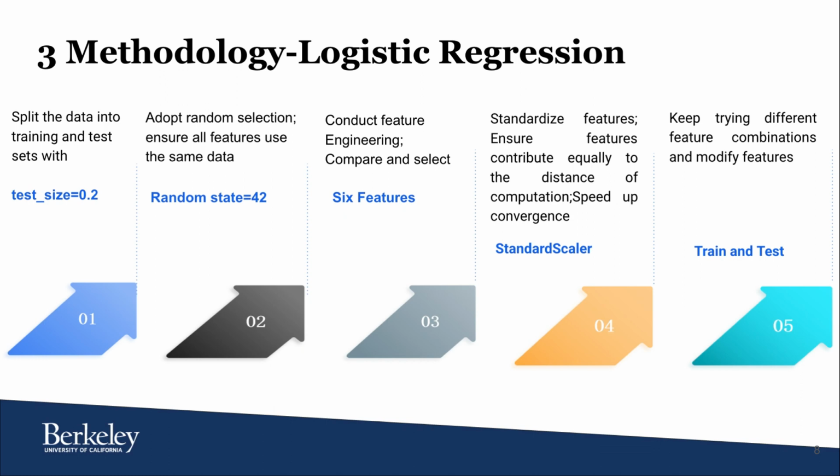And then we conduct feature engineering by comparing the performance of about 10 features. We select 6 features finally. And to ensure that features contribute equally to the distance computation, we standardize all the features. This approach also helps us to speed up the convergence of the algorithm. And then we begin to train and test the data.